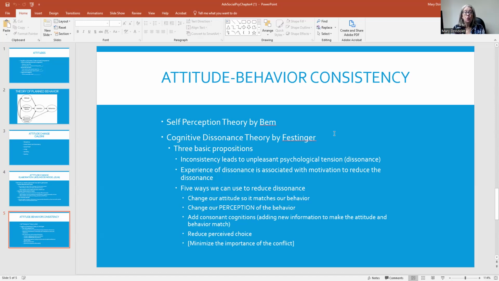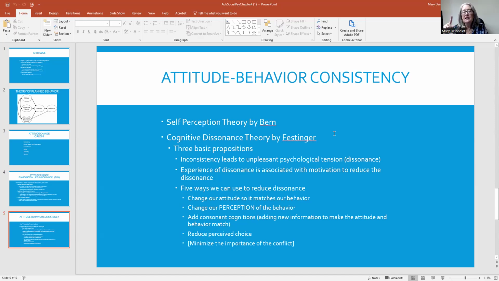I'm going to present to you the original paper written by Festinger of what cognitive dissonance theory was. It's sort of like going back to its very, very basics. And this is still what we believe today. Okay. So basically, Festinger said that there are three basic propositions. He says inconsistency leads to unpleasant psychological tension. And actually, before I go into exactly what this is, let me go through this, then I'm going to go through an example.